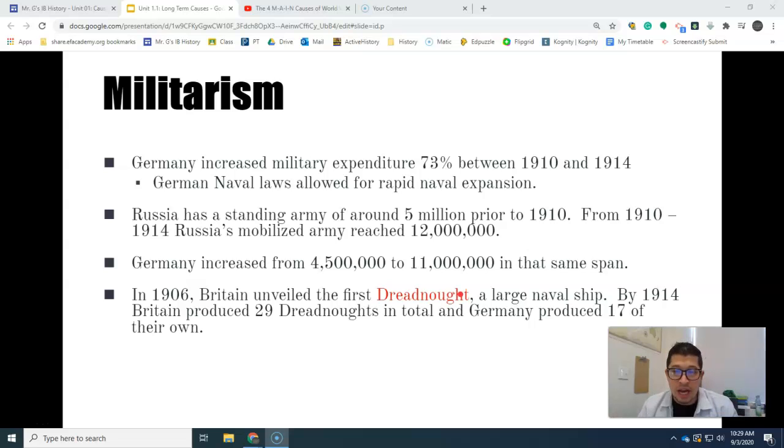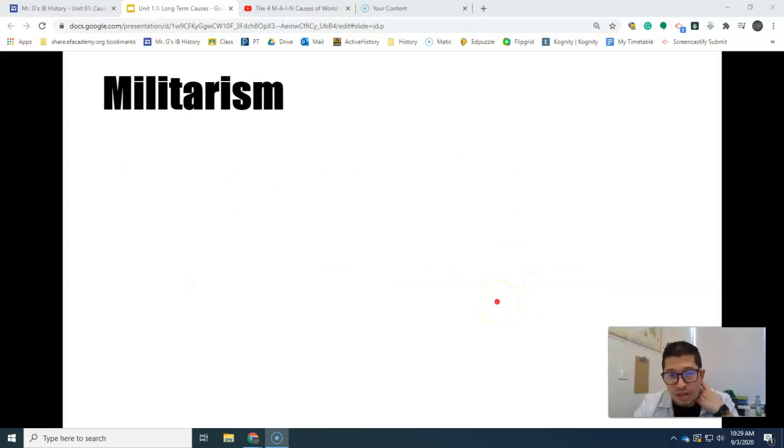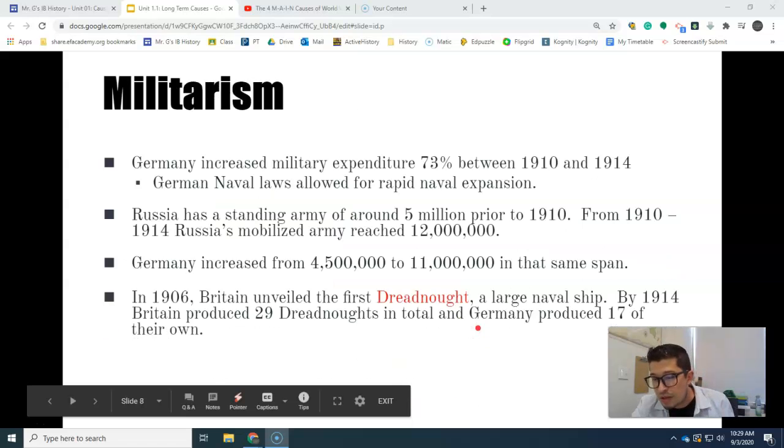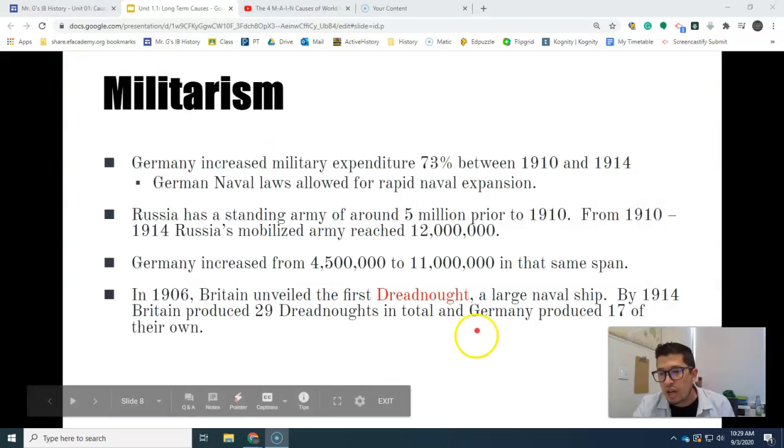because now we see what the competition looks like, and every other country has to do its best to match that. They're going to do their best to have scientists and factories work on producing as much military technology as possible. That, in turn, is going to increase tensions around the world. That's why, if we go back to this slide right here, it says by 1906 the race was on. Guess what year the Dreadnought was unveiled? 1906. So we have an arms race that starts in 1906, and we're going to see the repercussions happen all the way up until 1914.